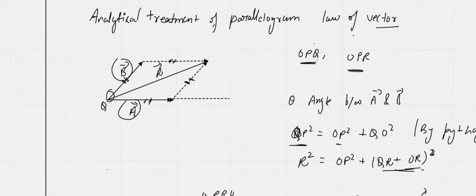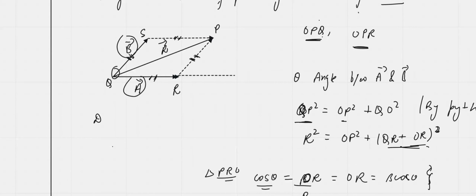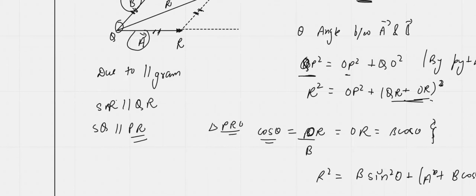I will just go through the previous naming. This was q, this was p, this is r, s, assume s. Due to the parallelogram, ps is parallel to qr, and sq is parallel to pr. And you know, if two vectors are parallel, we have already studied, then their direction is the same. Yes, sir, direction is equal.